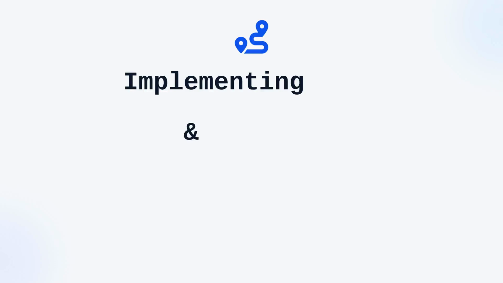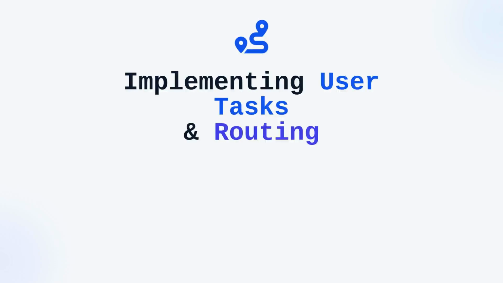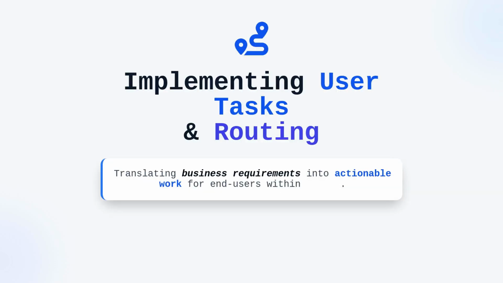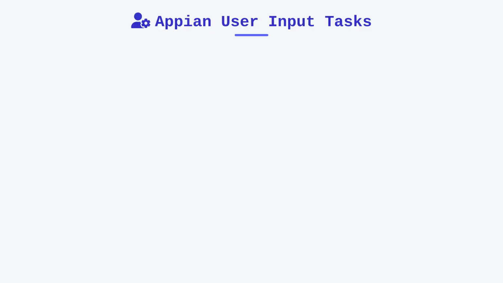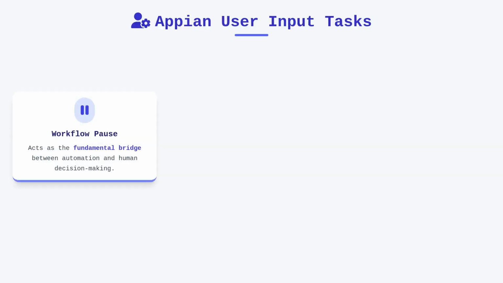Welcome to the chapter on implementing user tasks and routing, where we will translate business requirements into actionable work for end users within Appian. In the Appian process ecosystem, a user input task is the fundamental bridge between an automated workflow and human decision-making. When you place a user input task node on your process modeler canvas, you are telling the system to pause execution and surface an interface to a specific actor.